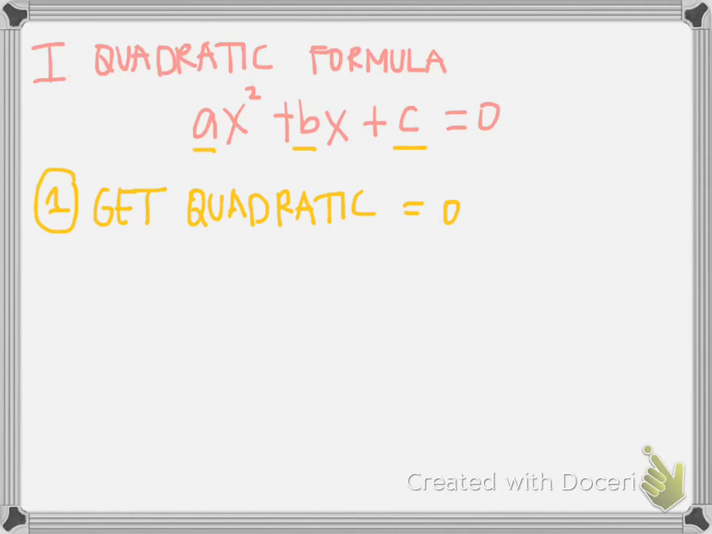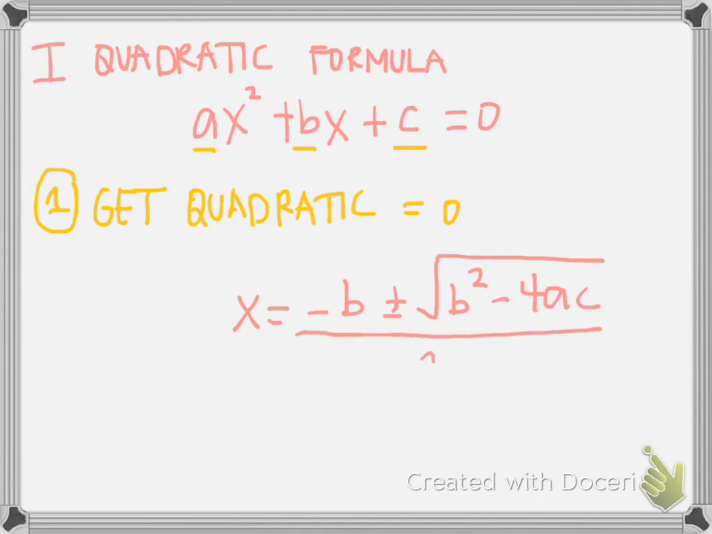Okay, so remember a quadratic equation is going to have two answers, two solutions. So the quadratic formula is going to be negative b plus or minus the square root of b squared minus 4ac, and then this is all going to be over 2 times a.